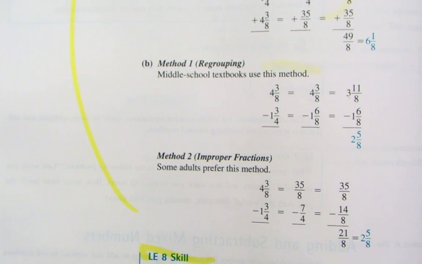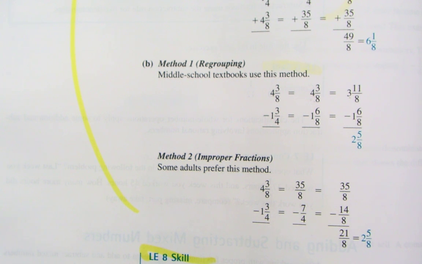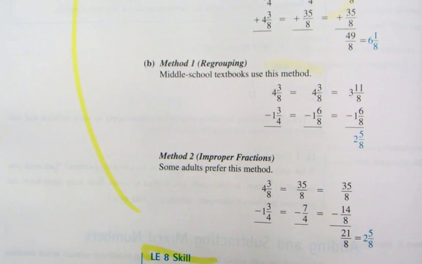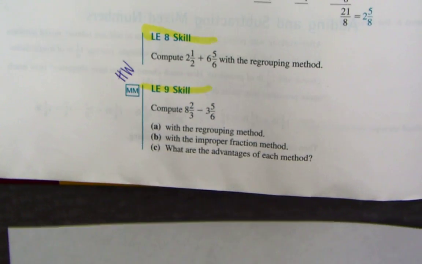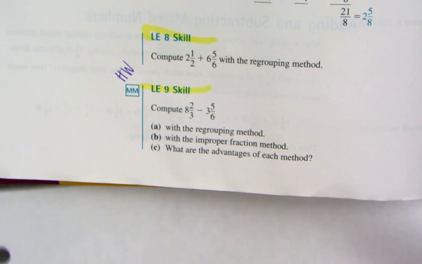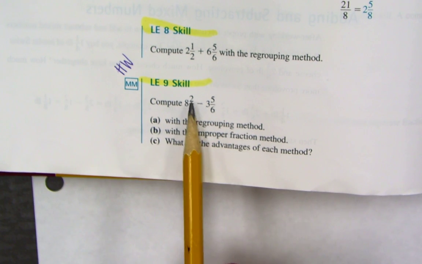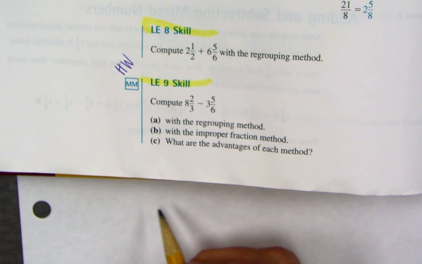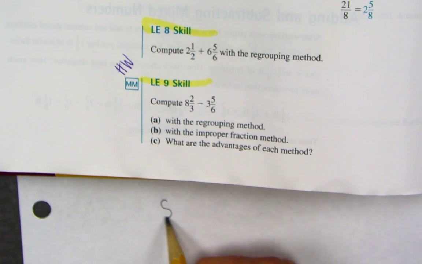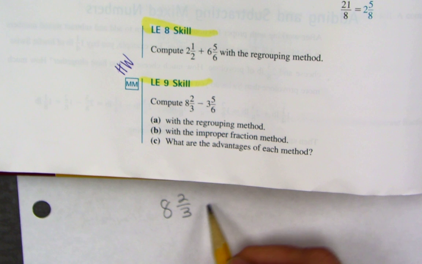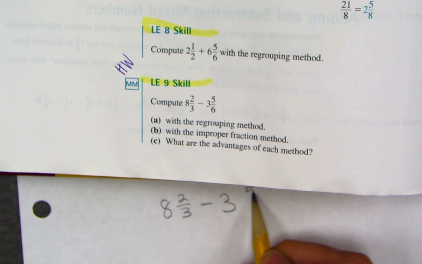Lesson exercise 8 asks us to compute 2.5 plus 6 and 5/6 with regrouping. And then lesson exercise 9 asks us to do it with subtraction. So I'm going to do that one. This one's again in the homework. So 8 2/3 minus 3 5/6.